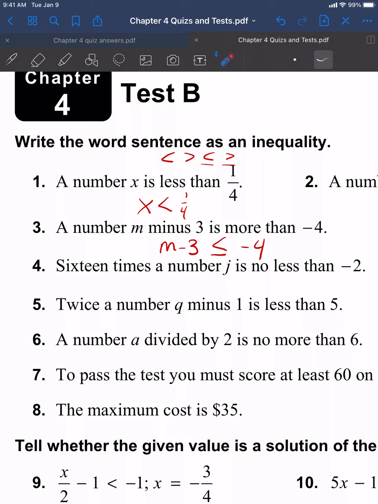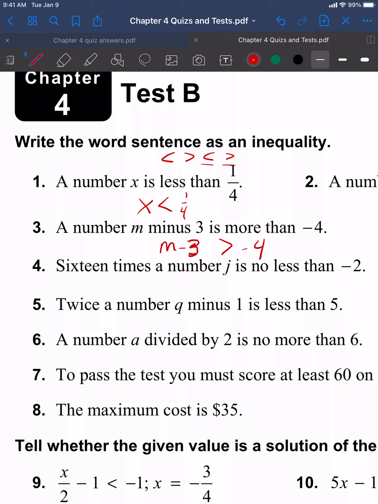You guys are like crickets out there. Oh, am I reading it wrong? A number m minus 3 is more than -4. Oh my gosh. Thanks, Gavin. Thanks for speaking up. What do I need to fix? The sign. Greater than. Thank you. Or equal to? Or is it just greater than? No, just greater than.